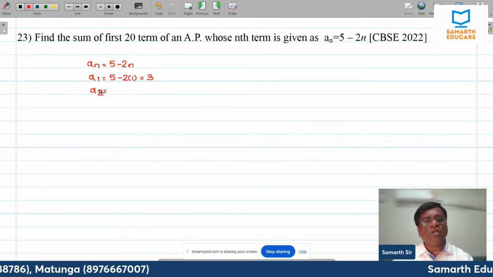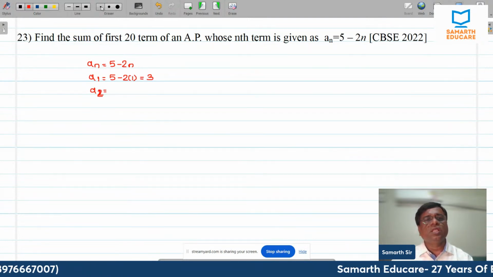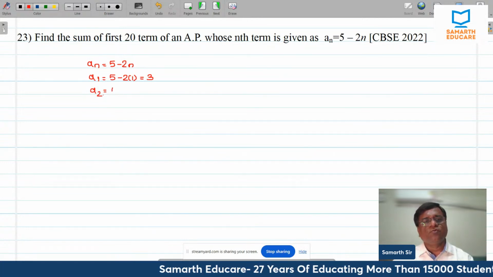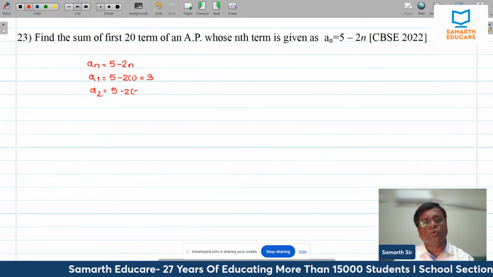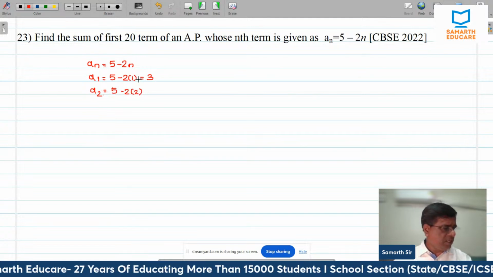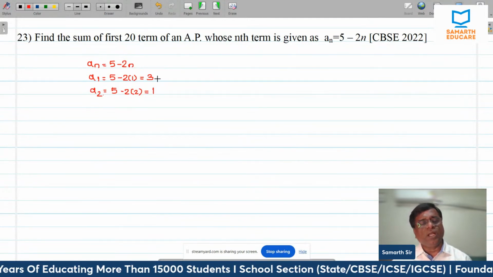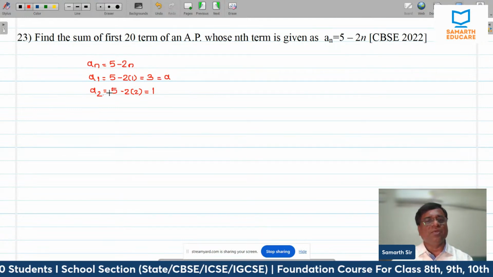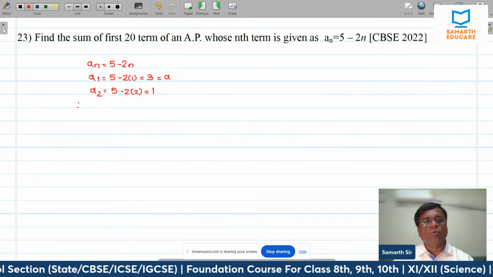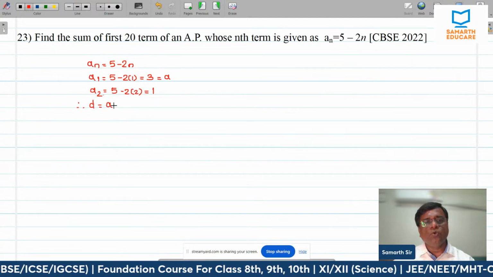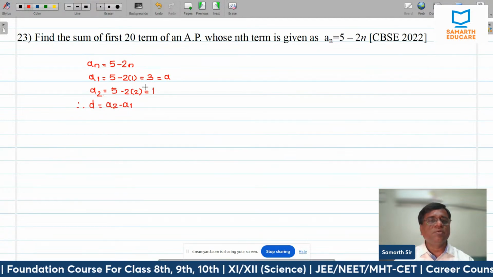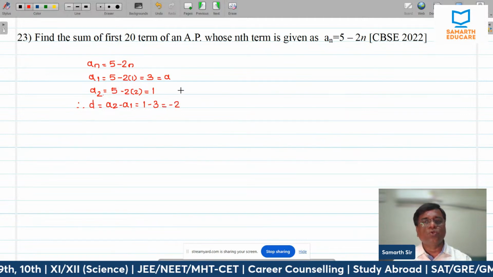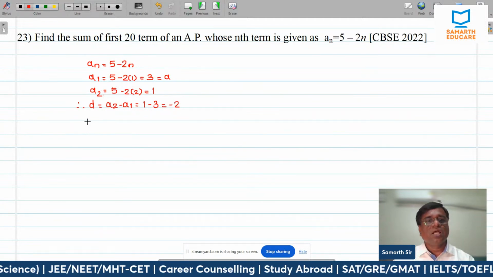I will also find out a2. How do we find a2? We write 2 in place of n. So 5 minus 2 into 2, right? That is 5 minus 4, which is equal to 1. Now what is d? A1 is a, basically the first term. D is a2 minus a1, the difference between the two terms, that is 1 minus 3, which is equal to minus 2. He is asking for S20.